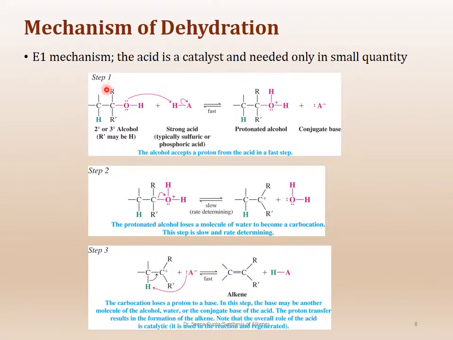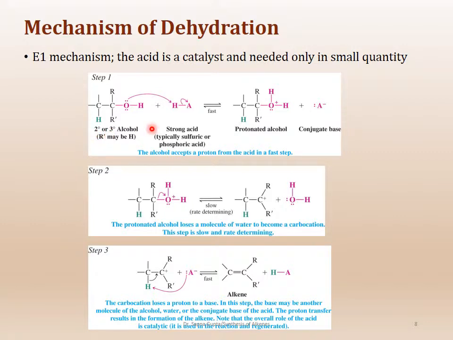So let's look at the first step over here. The alcohol that we are beginning with is a secondary or a tertiary alcohol. Remember, the primary alcohols are not very reactive. They need very harsh conditions. So usually it's not a very good way to start the reaction with the primary alcohol. So this mechanism, or elimination reaction using alcohol, is used primarily for secondary or tertiary alcohols.